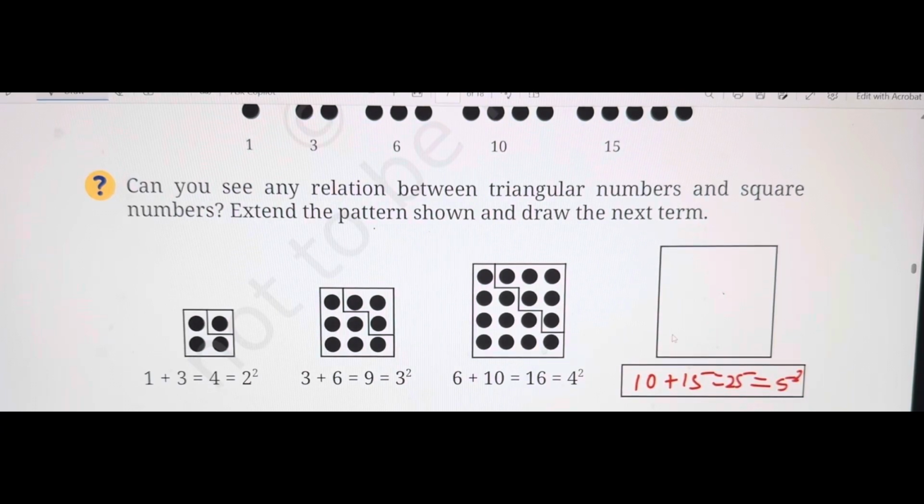So till here we have covered what square numbers are, how to identify whether a number is a perfect square, and the relationship with odd numbers and also with triangular numbers. In the next video we will learn about square roots. Thank you.